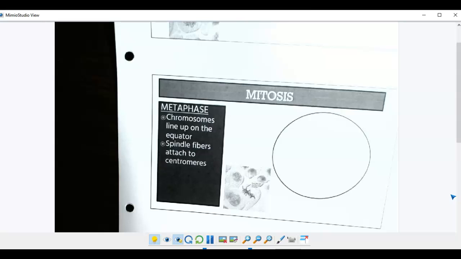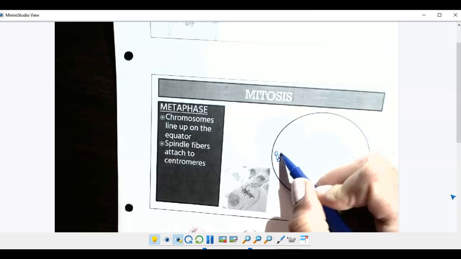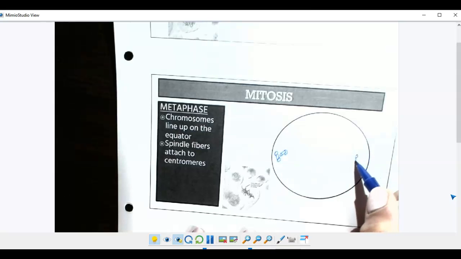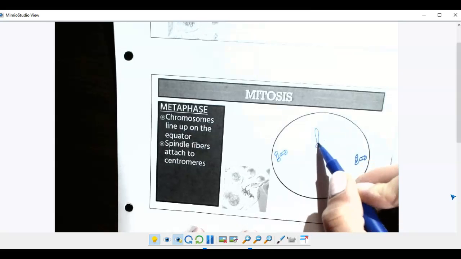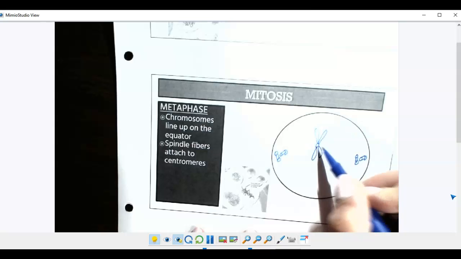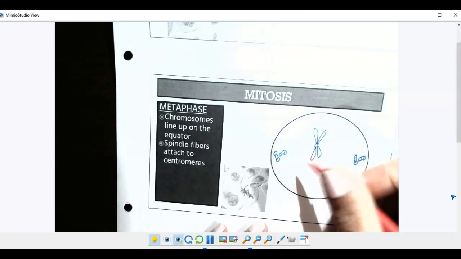So in metaphase, our nuclear envelope has completely disappeared, and our chromosomes are going to line up at the equator, or the center of the cell. So I'm going to start by drawing my centrioles on opposite sides. Okay. And now I'm going to draw my chromosomes. My duplicated chromosomes are going to line up at the center of my cell.